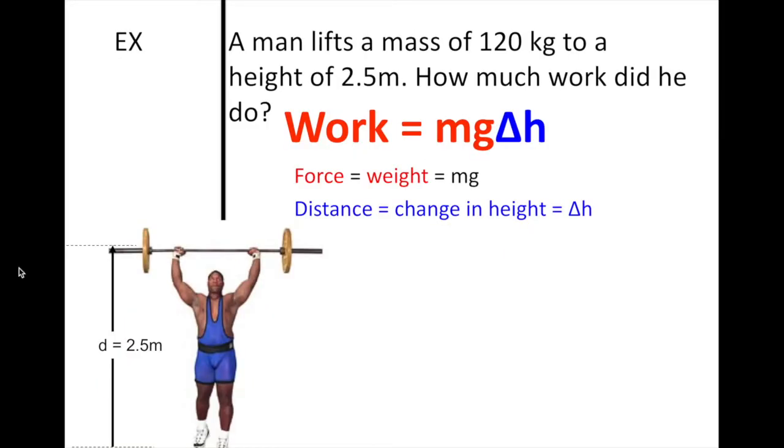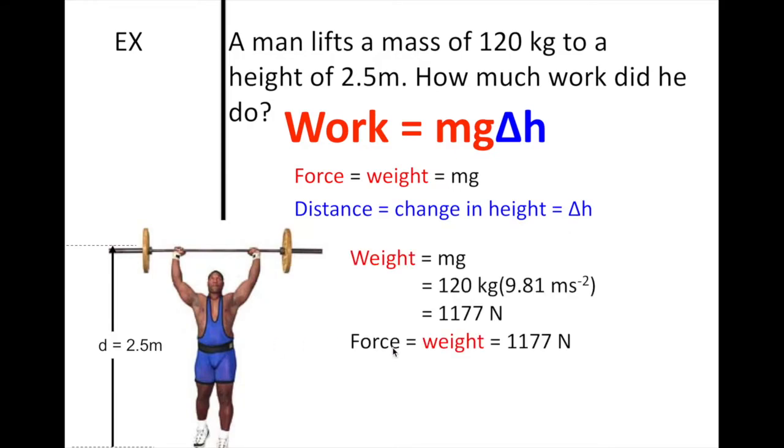Okay, here is an example. A man lifts a mass of 120 kilograms to a height of 2.5 meters. How much work did he do? When lifting objects, the force is equivalent to that of the weight. We also know that the distance is the change in height, which is delta h, which is 2.5 meters. When we plug this in, we are going to find the amount of force, which is the amount of weight. So we just solve for weight, and that is equivalent to our force, which is 1,177 newtons.